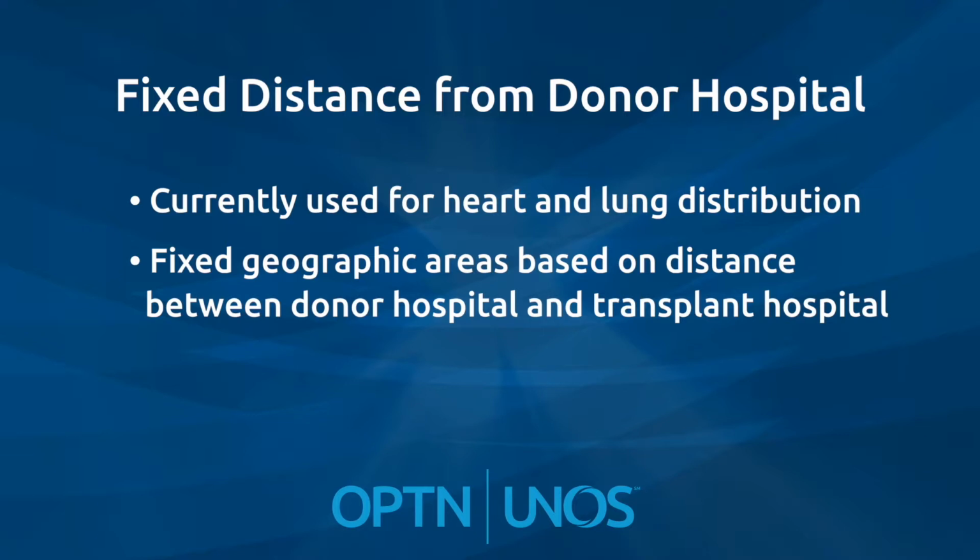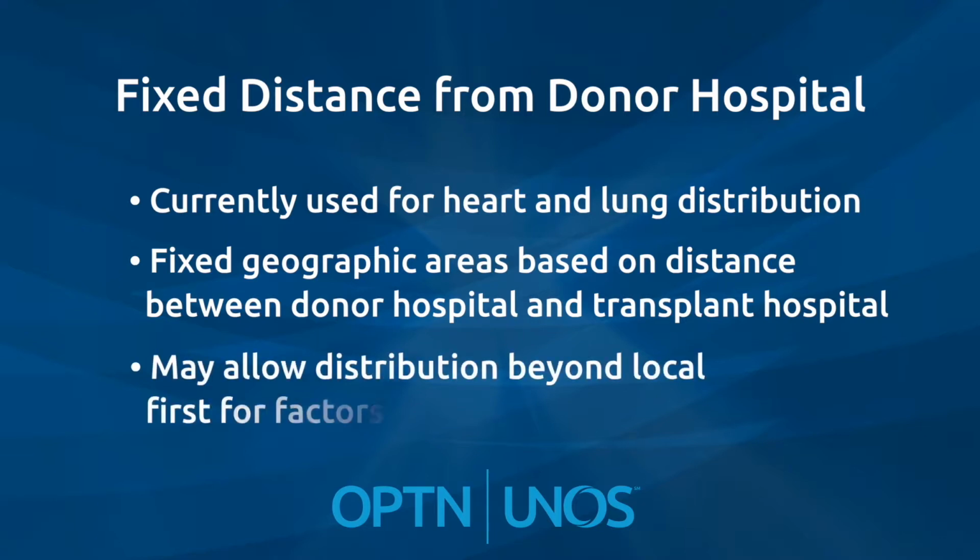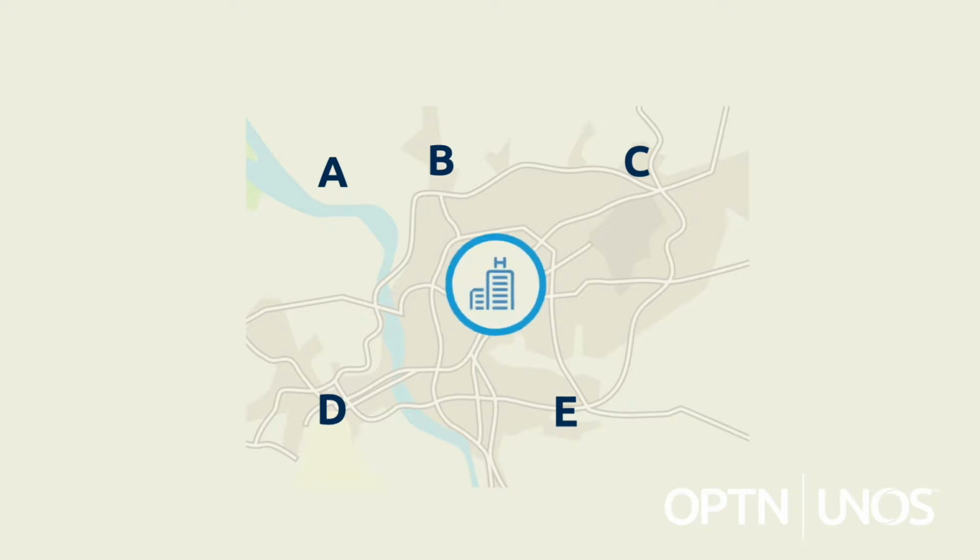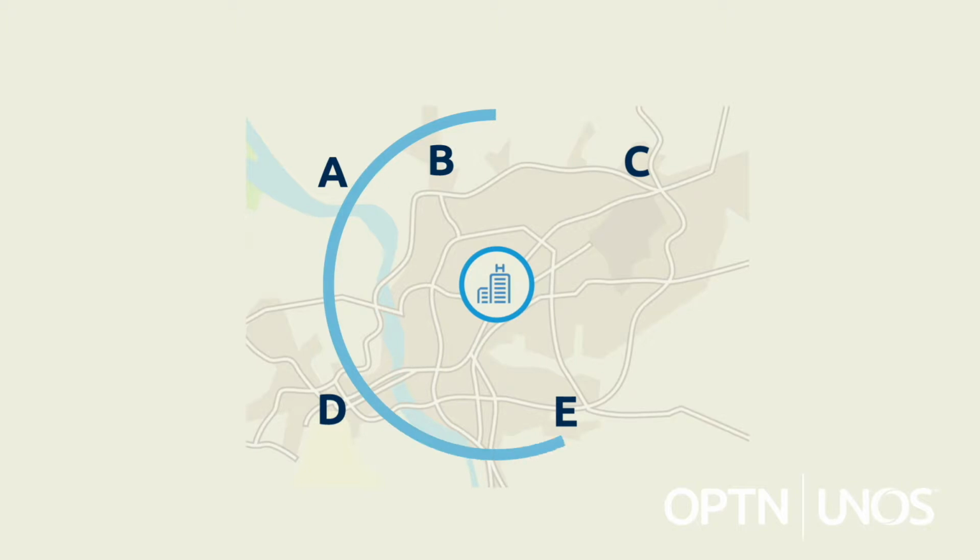While local matches may receive priority, consistent with the requirements of the OPTN Final Rule and the principles adopted by the OPTN UNOS Board, this approach may also allow wider distribution for other characteristics such as medical urgency. In this example, the donor hospital is located between and relatively close to transplant hospitals B and E. Candidates at hospitals B and E are within the first proximity circle. Candidates at transplant hospitals A, C, and D are in a wider circle.